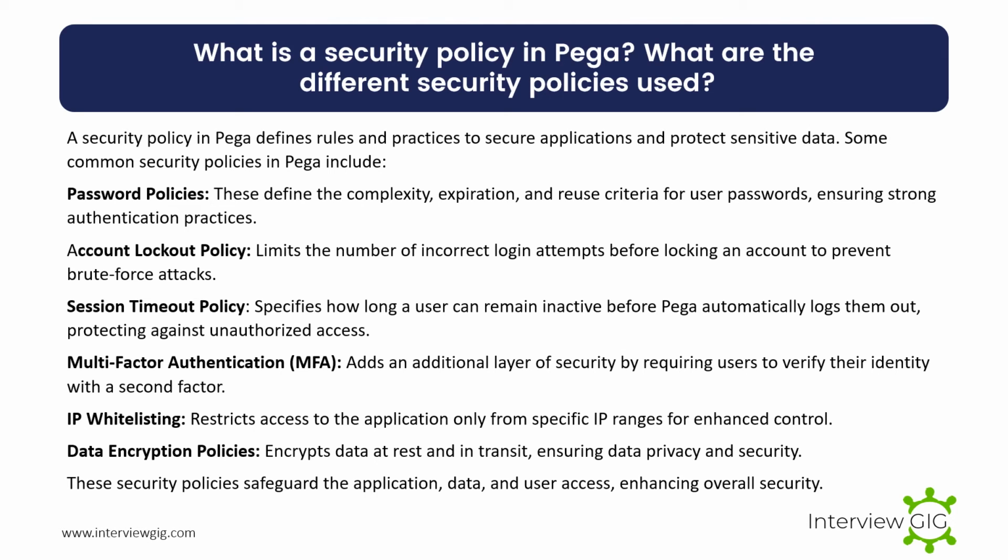Account lockout policy. Limits the number of incorrect login attempts before locking an account to prevent brute force attacks. Session timeout policy. Specifies how long a user can remain inactive before Pega automatically logs them out, protecting against unauthorized access. Multi-factor authentication. MFA adds an additional layer of security by requiring users to verify their identity with a second factor. IP whitelisting. Restricts access to the application only from specific IP ranges for enhanced control.